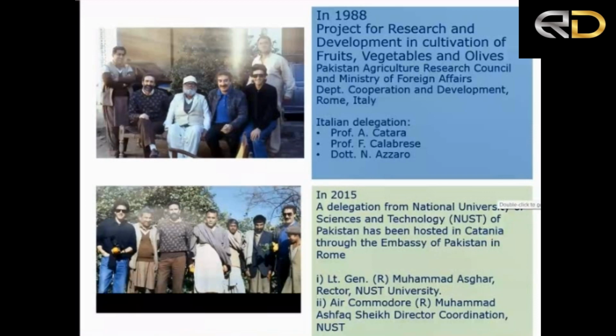In 2015, there was also another collaboration between Italy and Pakistan, and a delegation from the National University of Science and Technology of Pakistan has been hosted in Catania through the Embassy of Pakistan in Rome.